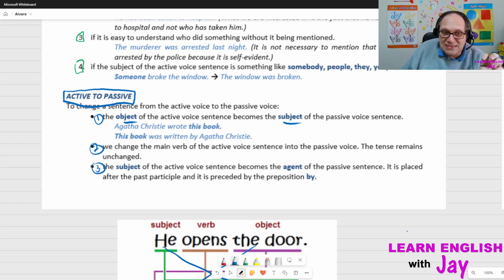Number three, the subject of the active voice becomes what we then call the agent, or the object of the passive voice. It is placed after the past participle and is preceded by the preposition by.